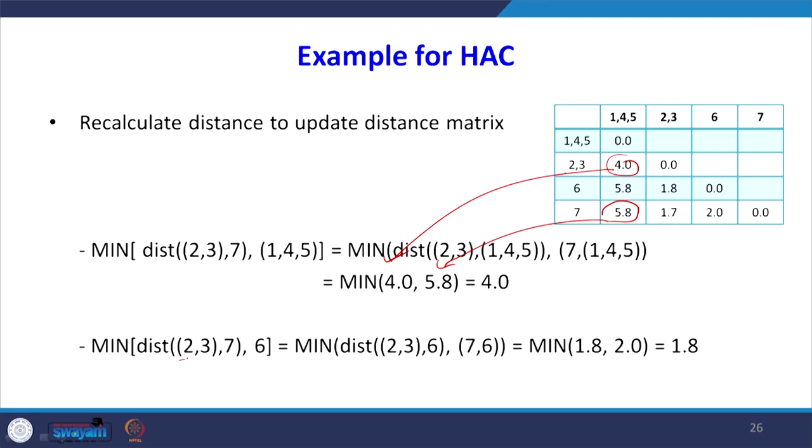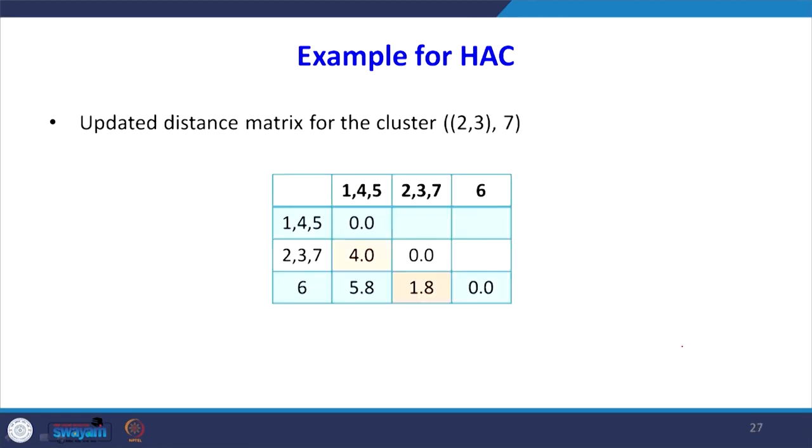Now, this newly formed cluster versus 6. So here one point is 2, 3 versus 6 and 7 versus 6. So 2, 3 versus 6, what is the distance? 2, 3 versus 6, this is 1.8. So that distance came here. Between 7 and 6 the distance is 2. So that distance has come here. Now, the minimum is 1.8. We cannot go to the next one because 7 has already gone into that cluster. Now, again we will update that.